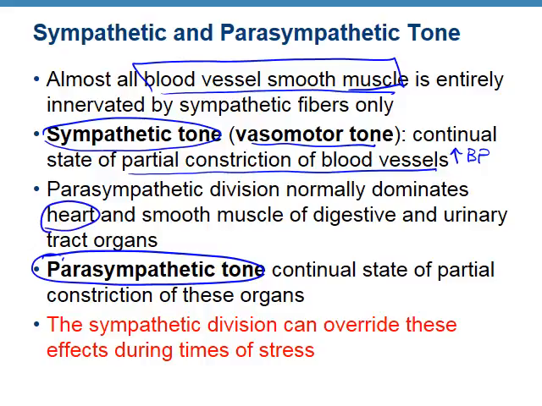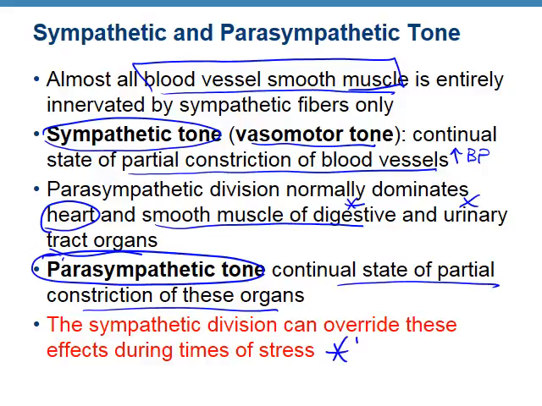Parasympathetic tone controls the normal rhythm of the heart, the smooth muscles specifically of the digestive and urinary tract organs. So we're talking about the stomach, the intestines, the bladder, the urethra, the ureters, those hollow, smooth muscle organs. So that would be parasympathetic tone, a continual state of partial constriction of these organs.